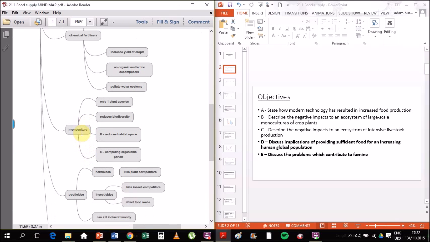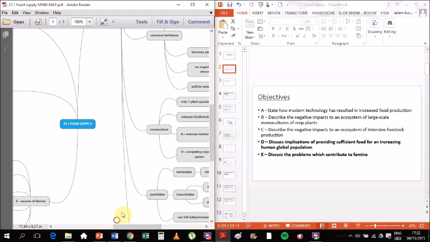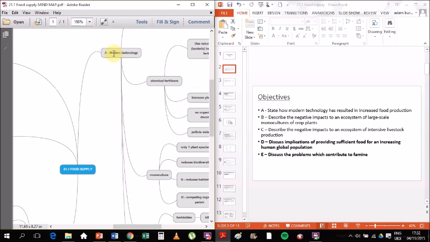Monoculture is fairly simple. It just means having only one plant species. So when you see rows and rows of one type of plant in a crop field, that's monoculture, and that reduces biodiversity. Again, biodiversity. Now this bit here is because this is objective B, just like this is objective A.